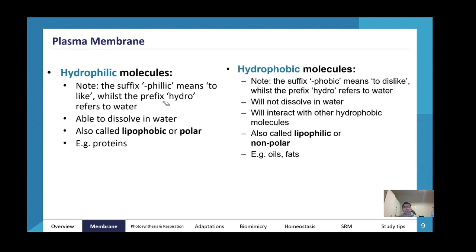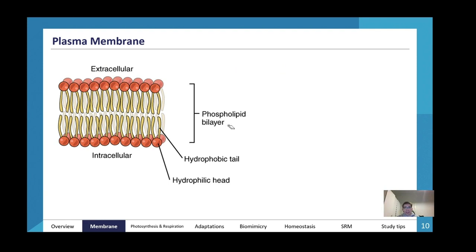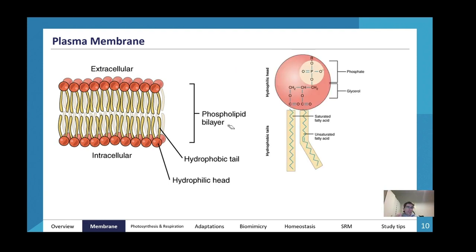Most of the time, I would highly recommend you stick to the hydro stuff, hydrophilic and hydrophobic, rather than use the words lipophilic and lipophobic. There's nothing wrong with it. It's just that it's more popular to say hydrophilic and hydrophobic.